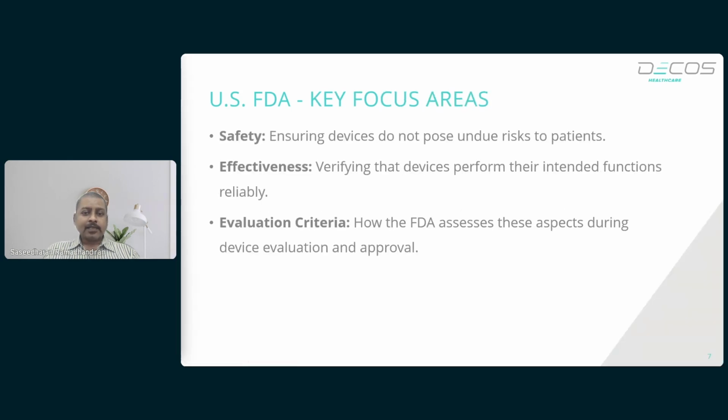The key focus areas of the US FDA regulatory structure are safety and effectiveness. Let's take a closer look at these two critical pillars. For safety, devices must not pose undue risk to patients, with a focus on materials, design, and potential hazards. And for effectiveness, devices must perform as intended and meet the claims made by the manufacturer regarding functionality and performance. The FDA assesses these factors through rigorous testing, clinical data, and inspections to ensure that the benefits of the device outweigh any risk before approval.